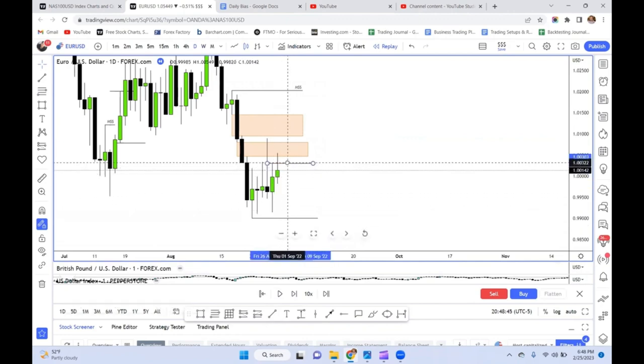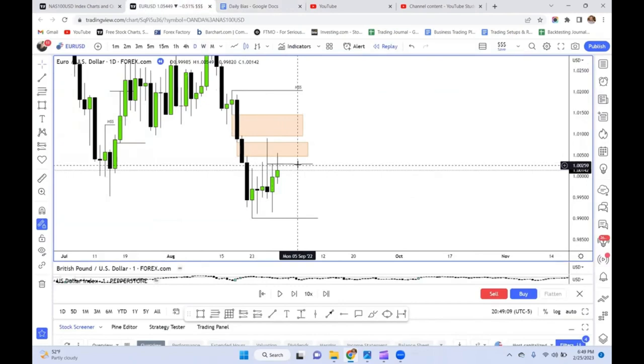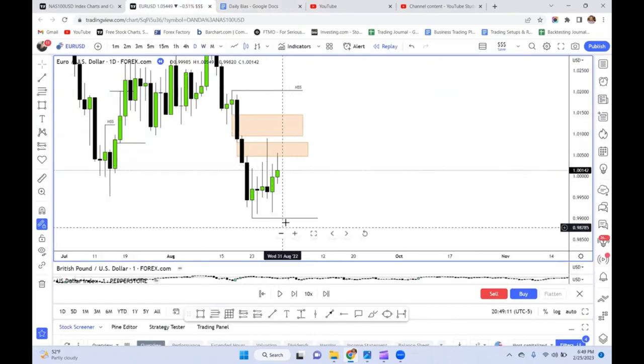And again, let's just remind ourselves, get over the concern about being right every time. Put aside the idea of perfection. You're not going to have it perfect. You will always find reasons to be wrong. Embrace imperfection. Embrace the idea that you do not have to know everything. You don't have to be right. Being right is not equivalent to being profitable. That's important. So with this being said, right now, our bias is neutral.